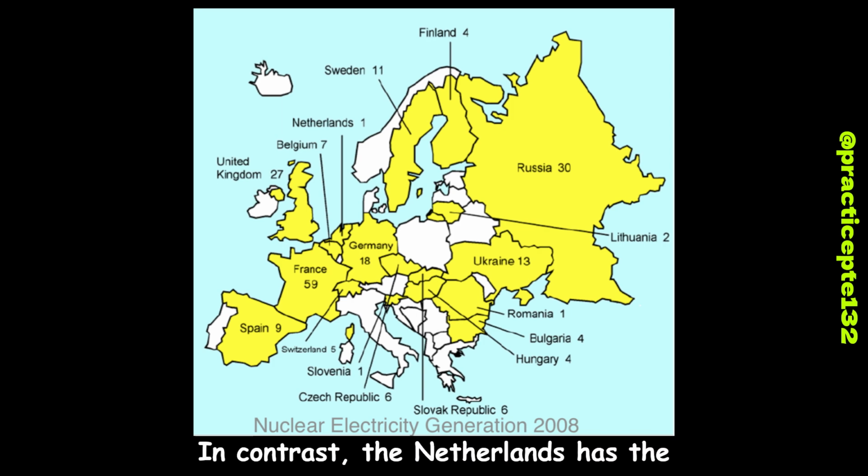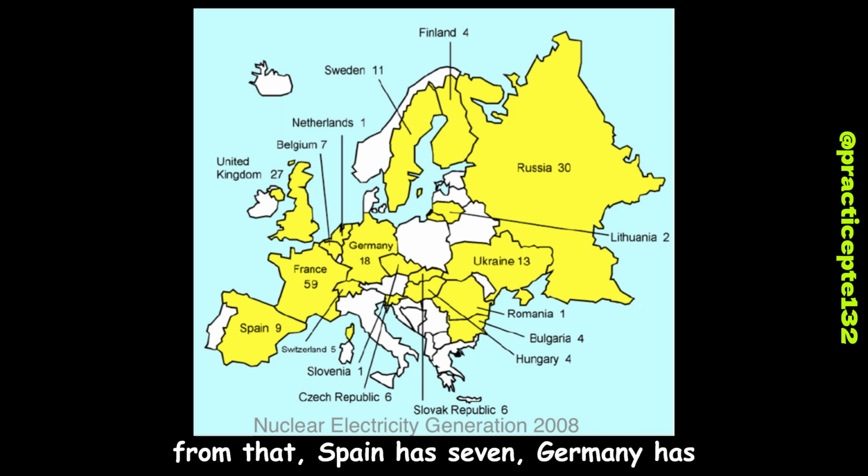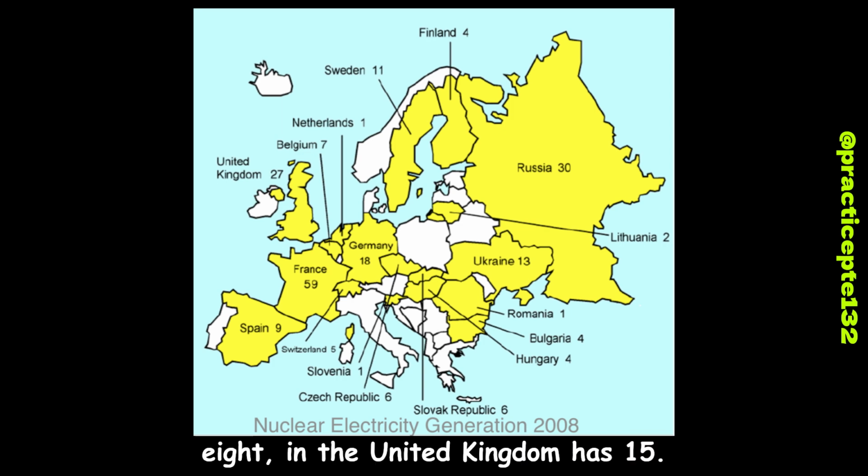In contrast, the Netherlands has the smallest number, just 1. Apart from that, Spain has 7, Germany has 8 and the United Kingdom has 15. To sum up, the map tells about how nuclear electricity generation is distributed in Europe.